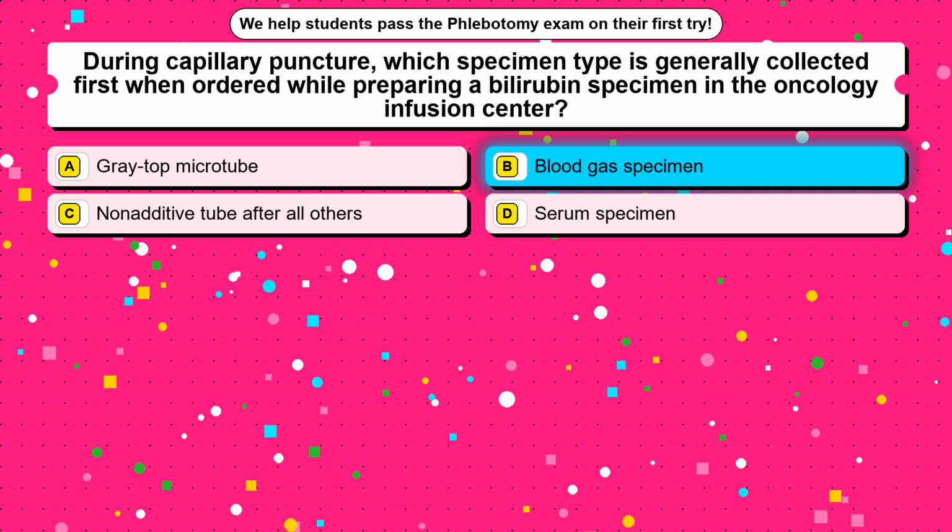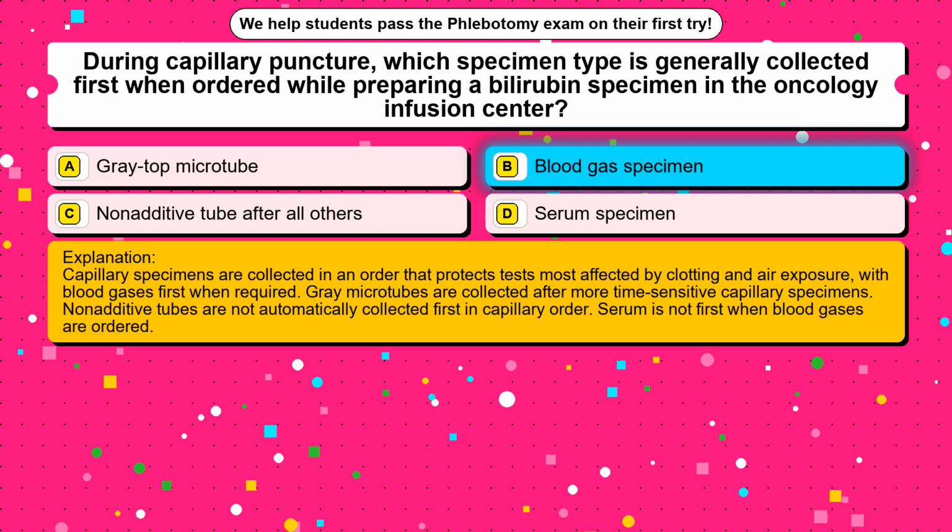The correct answer is option B. Blood gas specimen. Capillary specimens are collected in an order that protects tests most affected by clotting and air exposure, with blood gases first when required. Gray microtubes are collected after more time-sensitive capillary specimens. Non-additive tubes are not automatically collected first in capillary order. Serum is not first when blood gases are ordered.